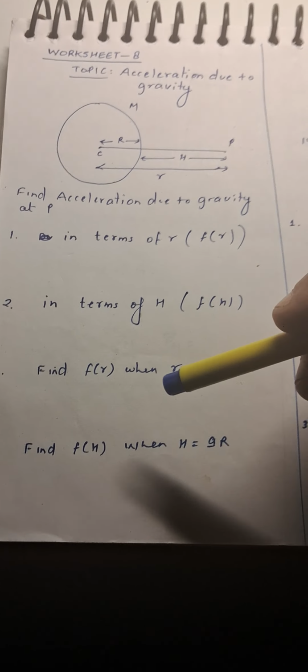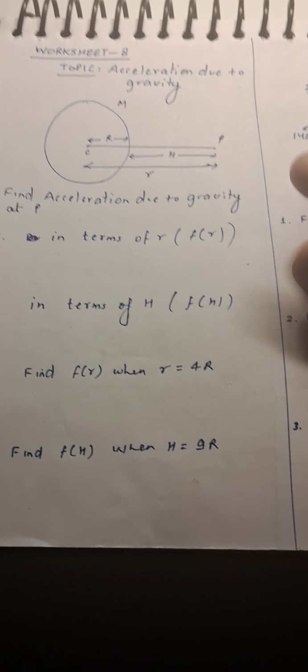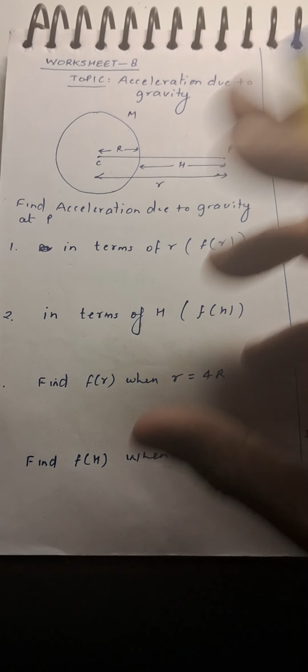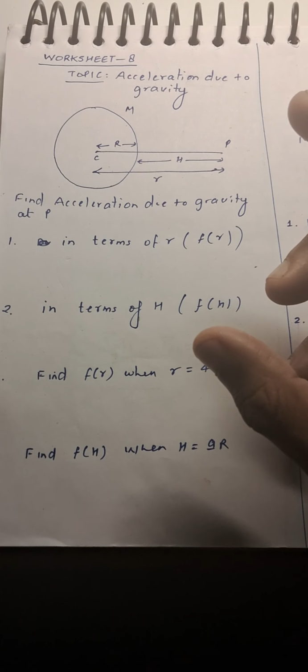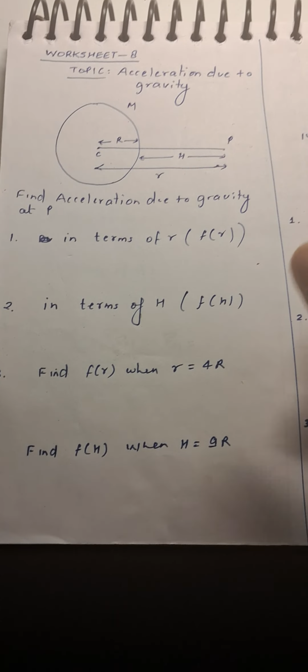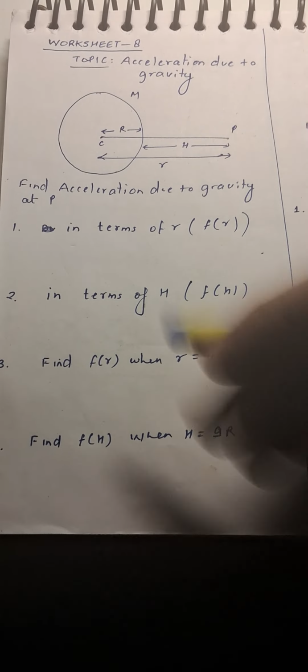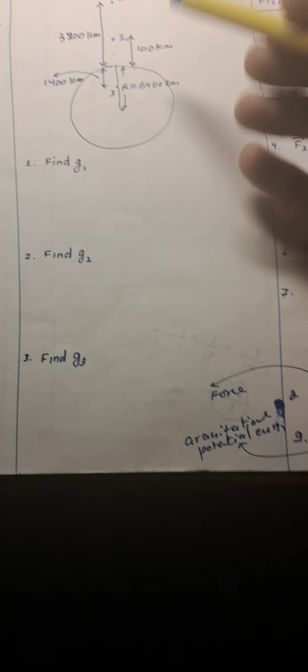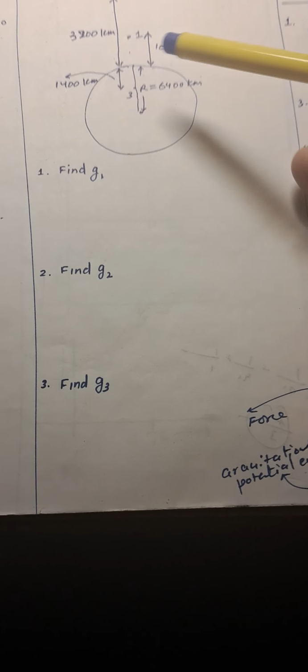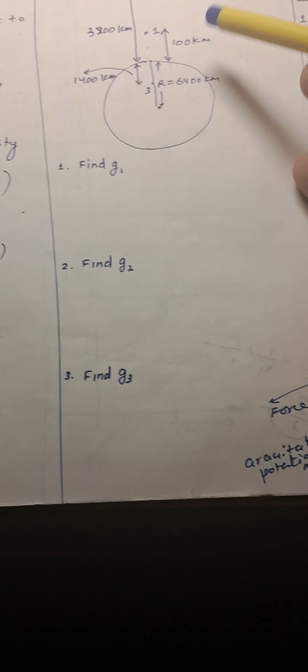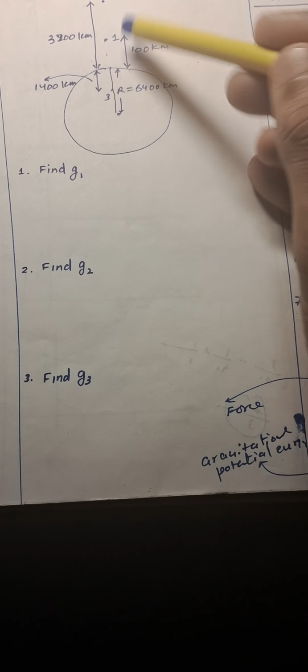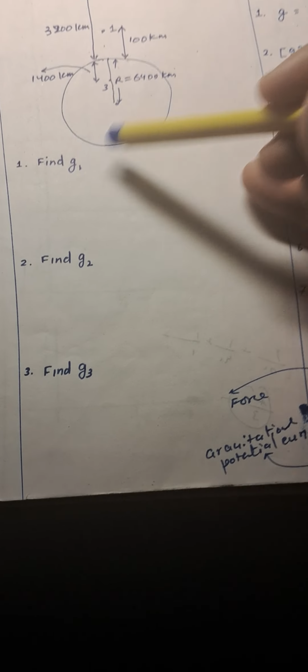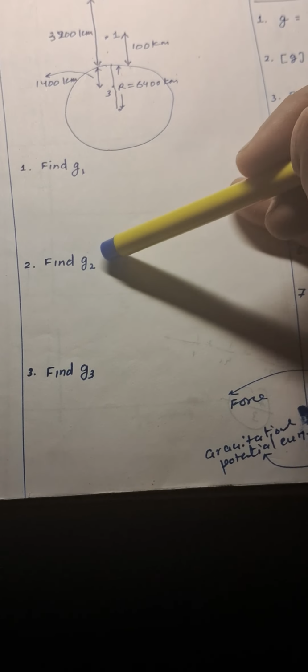So these are the basic questions on the function relating acceleration due to gravity to the distance from the center and as a function of distance from the surface. So this is the basic concept behind these questions. Another question is of numerical type. There are certain points at certain heights from the surface, and you need to find the acceleration due to gravity at point 1, at point 2 and at point 3.